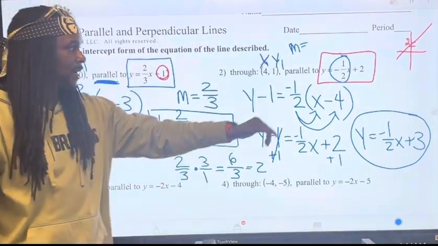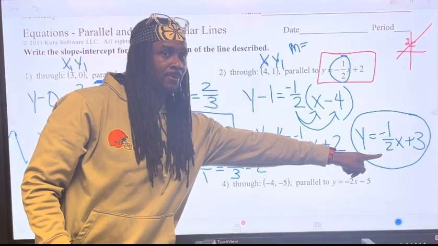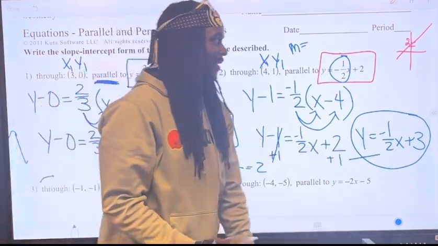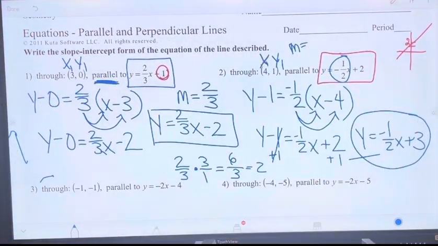You see now, they both have the same slope, but where does this line cross? It crosses at positive 3. So this line is somewhere like this, and it's parallel. Like Adidas stripes, so we just need one more stripe. That one crossed at 2, this one crossed at 3.